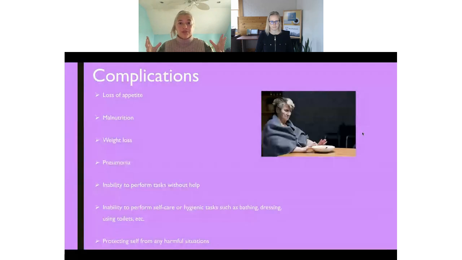in simpler terms, your brain works with the rest of your body to complete these tasks, such as eating, such as walking. So your brain might not be able to properly communicate how to eat. You might be hungry, but you might not know how to pick up your spoon or remember how to eat, which is why loss of appetite, weight loss, and malnutrition are all extremely common with dementia patients.